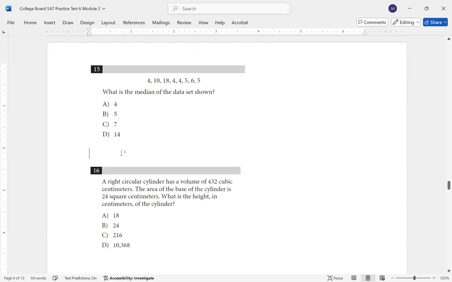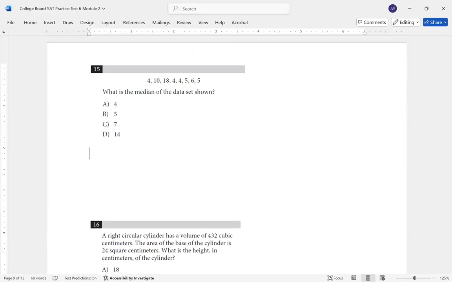Question 15 says, what is the median of the data set shown? Well, the median is the middle value numerically. And in this data set, it's tricky because we're not in numerical order. So I need to put these numbers in numerical order before I can determine the median.